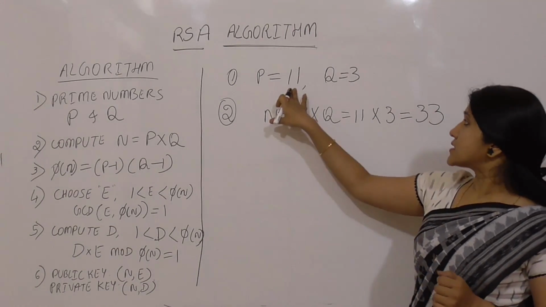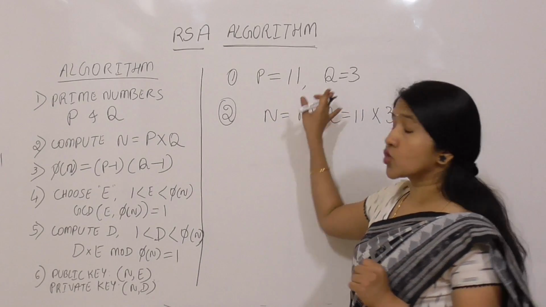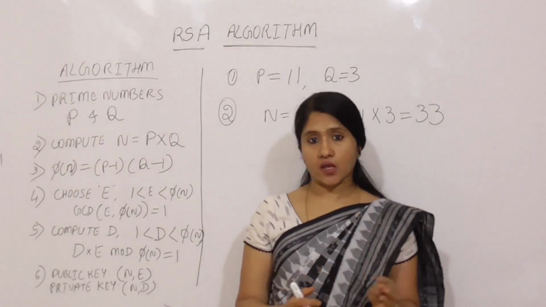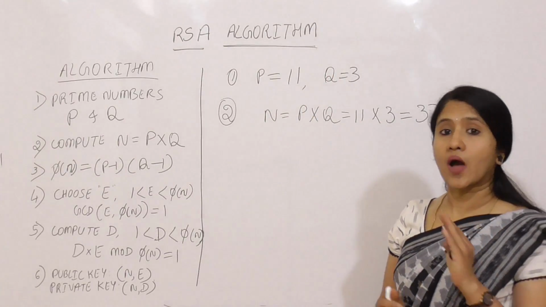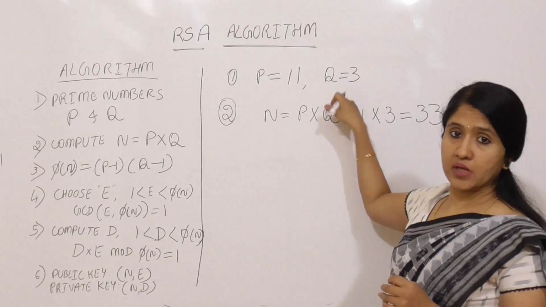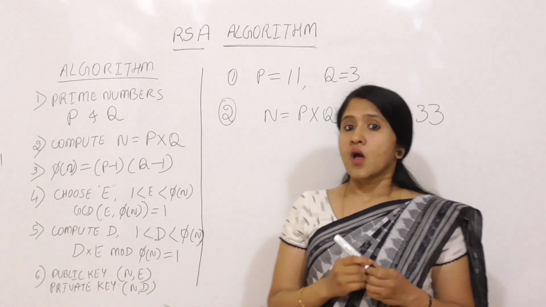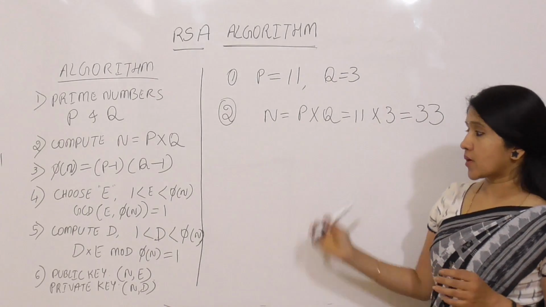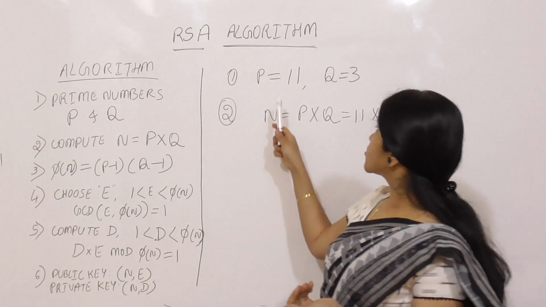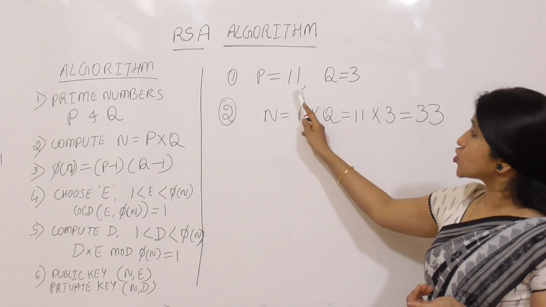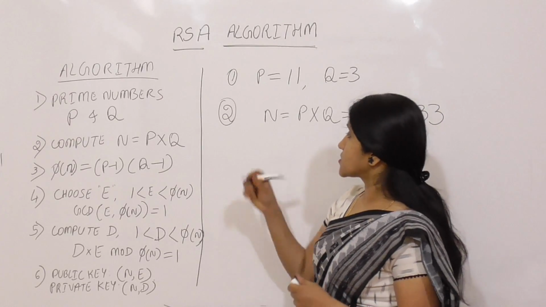Okay, step 2 done. See, actually we are supposed to choose bigger numbers for P and Q, only then your algorithm will be secured. Otherwise, anyone can find out with permutation and combination. So you have to choose bigger values of P and Q so that your RSA algorithm will be secured. But for demonstration purposes, just to make the calculations easier, I am choosing smaller values of 2 prime numbers, that is 11 and 3. Both are prime, right? So yeah, step 2 done.